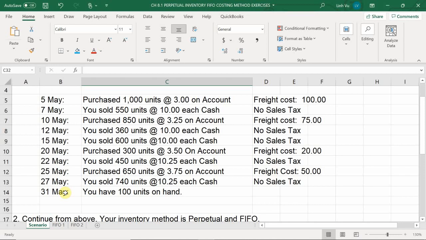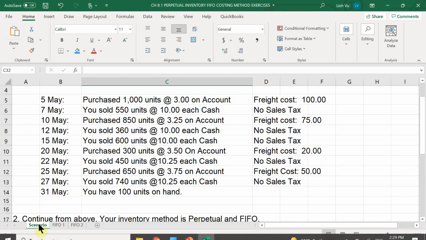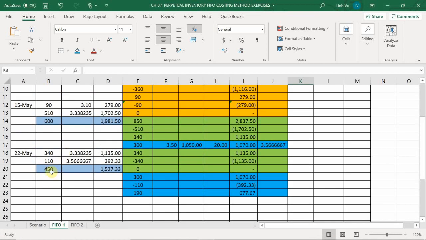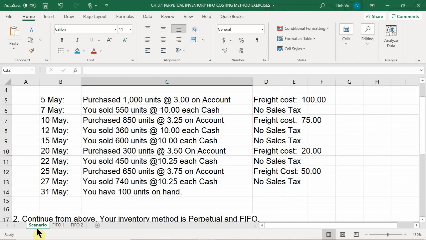All right, so let's see what happened next. So we just purchased and then we sold 450 units. So let me see if I sold the 450 units. So I sold the 450 units at a total cost of $15.27 and 33 cents.